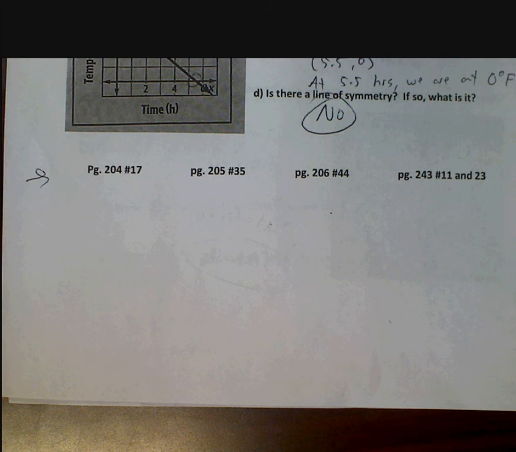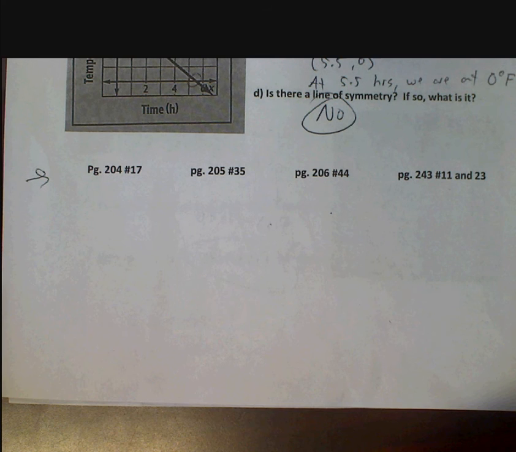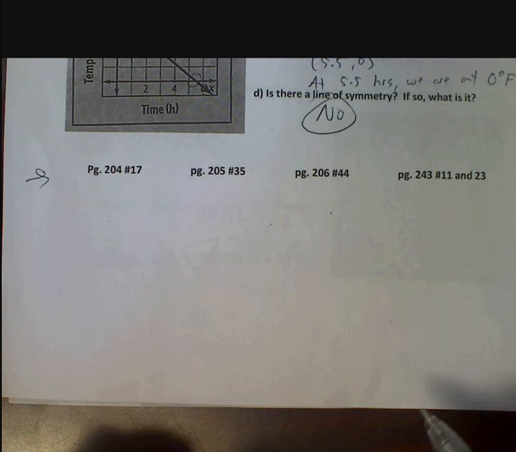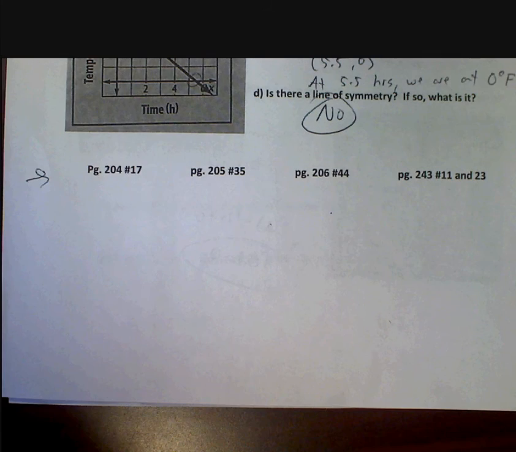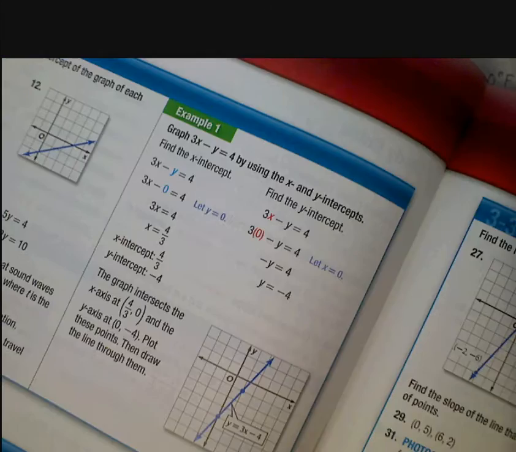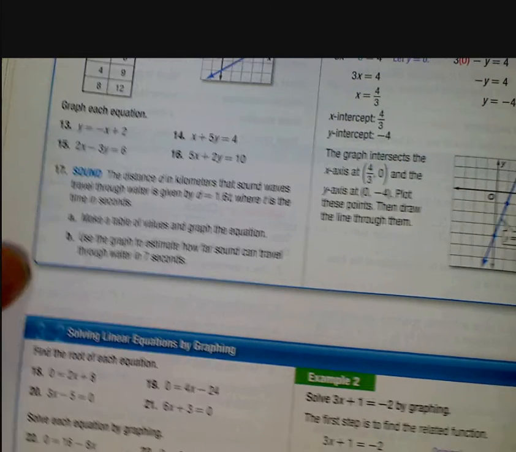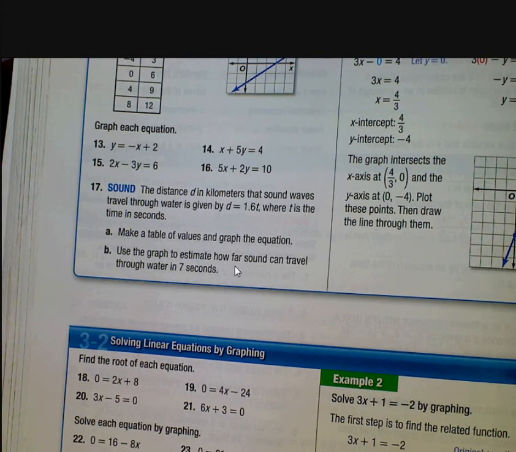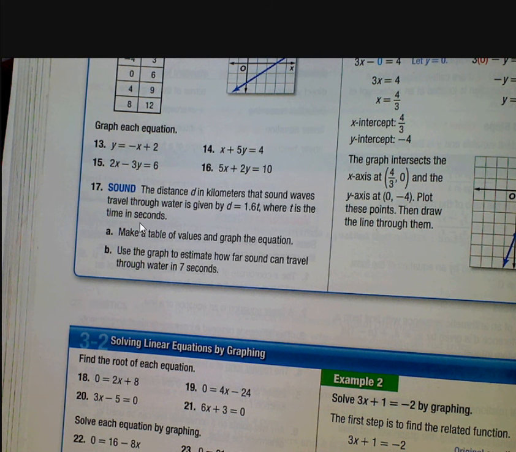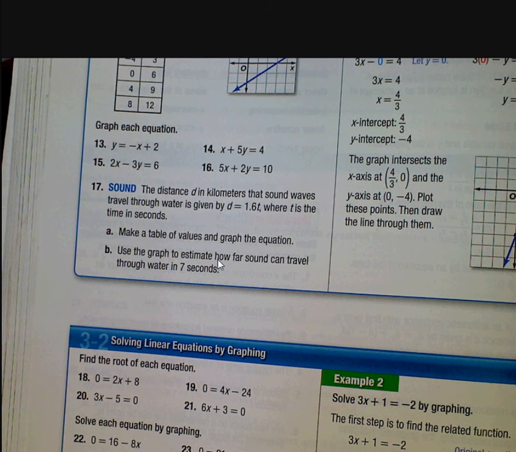Page 204, number 17. It says, the distance d in kilometers that sound waves travel through water is given by this, where t is the time in seconds. It says, make a table of values and graph the equation. Use the graph to estimate how far sound can travel through water in 7 seconds.